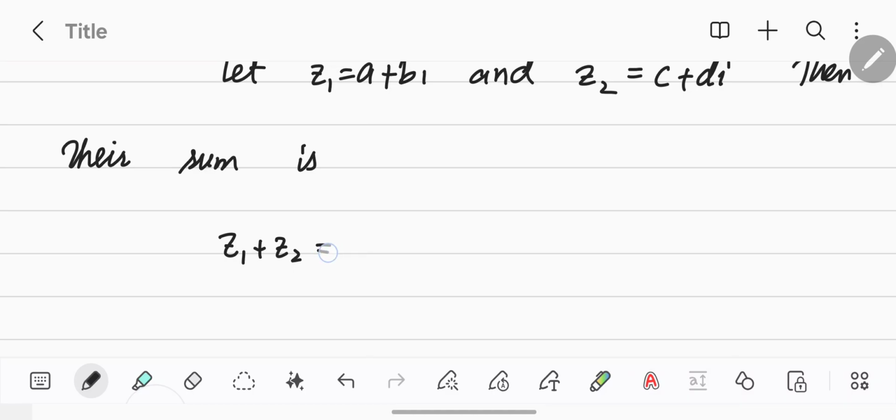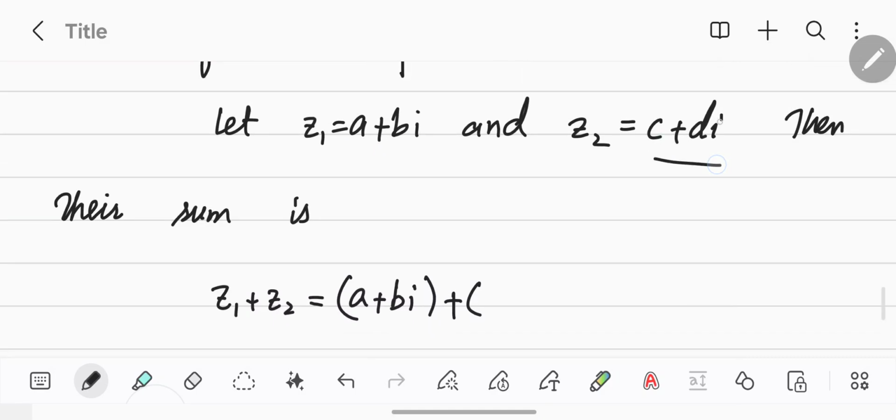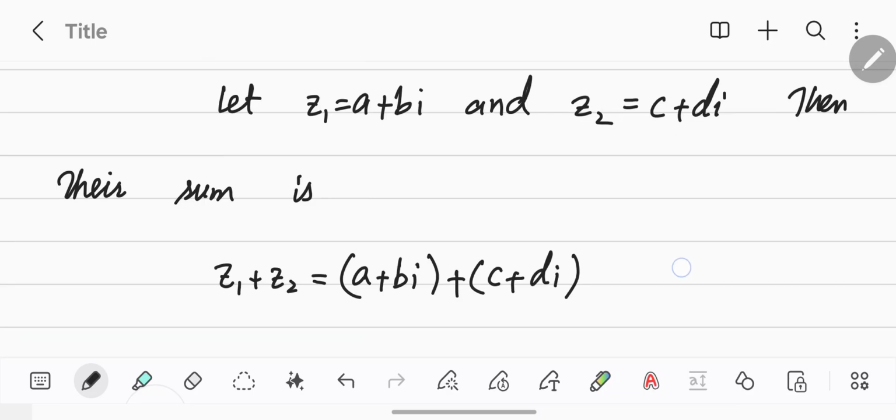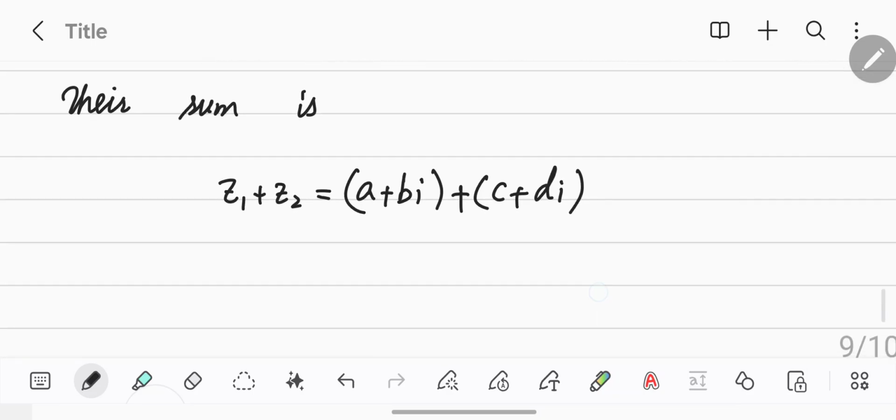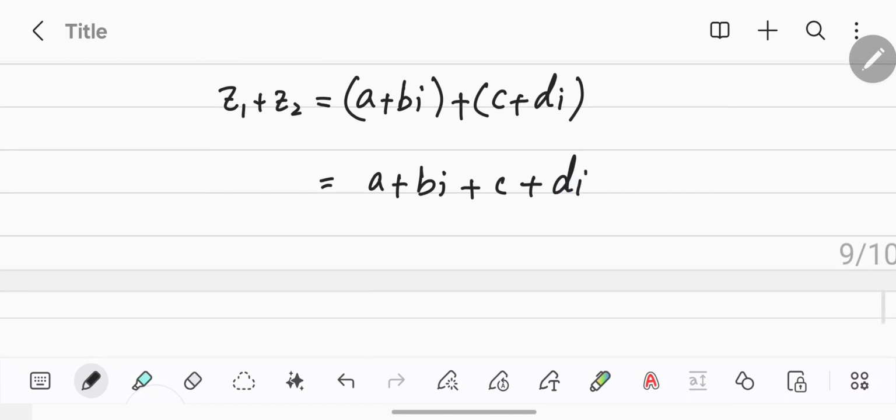So how can we add them? Just place their values first. z1 is a plus b iota and z2 is c plus d iota. So plug in their values and then break the brackets: a plus b iota plus c plus d iota.